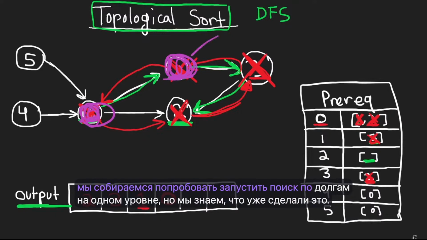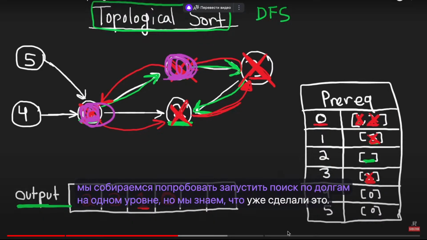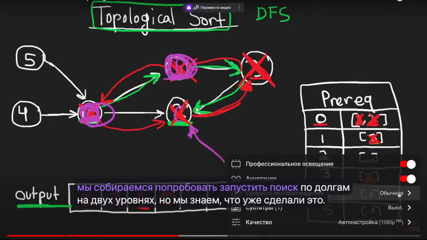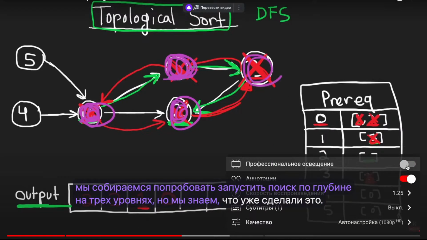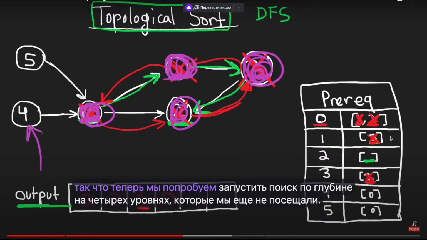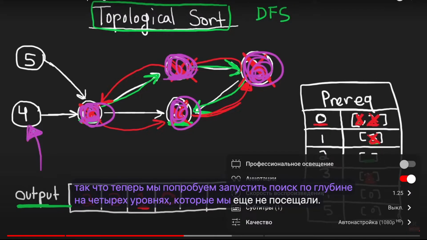So we ran depth first search on 0. We're going to try to run depth first search on 1, 2, and 3, but we know that we already did that for each of them. So now we're going to try to run depth first search on 4, which we haven't visited yet.